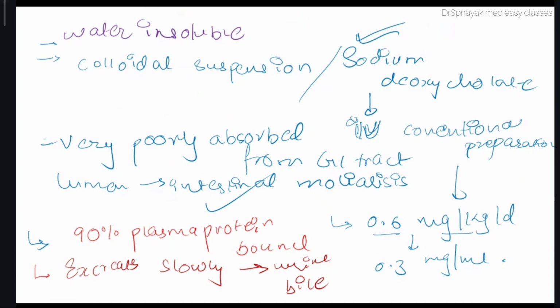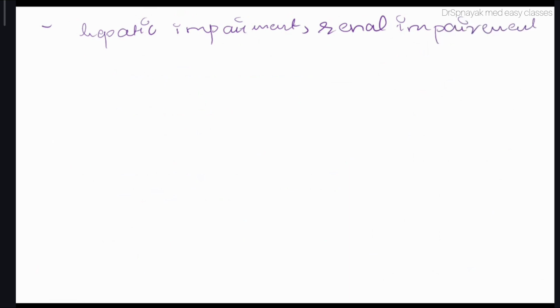Okay. Now, the patients who have hepatic impairment, or renal impairment, or the patients who are on dialysis, in those conditions the drug concentration is slightly altered. Hepatic impairment, renal impairment, and the patients who are on dialysis, there may be slight alteration in the drug concentration.